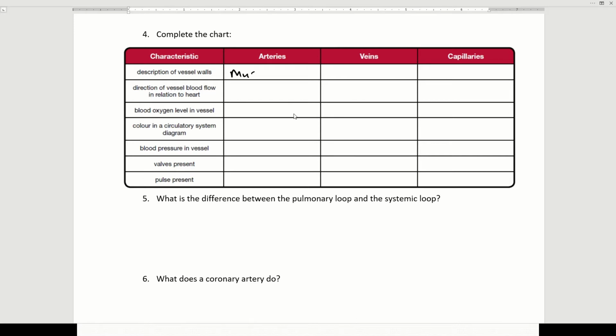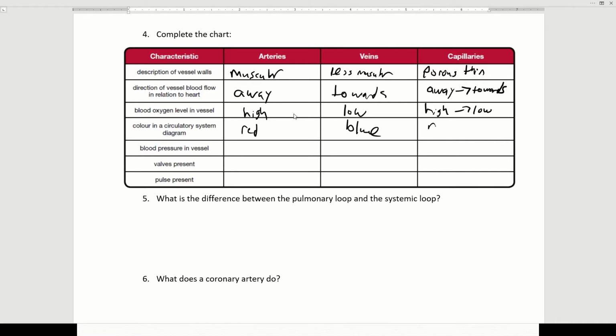Okay, and this one, description of vessel walls. Arteries are muscular. Veins, less muscular. Capillaries are going to be porous and thin, because they have to allow gas exchange. Direction of vessels, blood flow in relation to the heart. So arteries are away from the heart usually, and veins are towards. And then capillaries are sort of away to towards, so they sort of bridge the gap. Blood oxygen level in the vessel: arteries are usually high, except for the pulmonary artery when it's going to the lungs, and veins are low, except for the pulmonary vein, and this is when they go from high to low. Color in the circulatory diagram: high oxygen is usually red, blue is low oxygen, and then they go from red to blue.